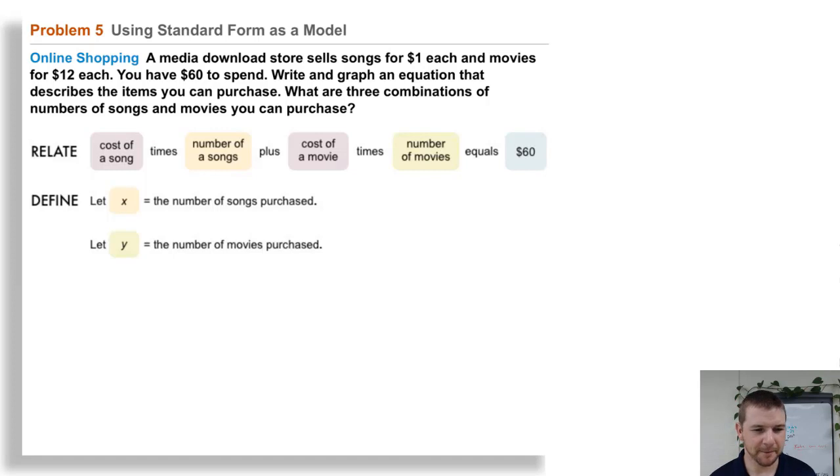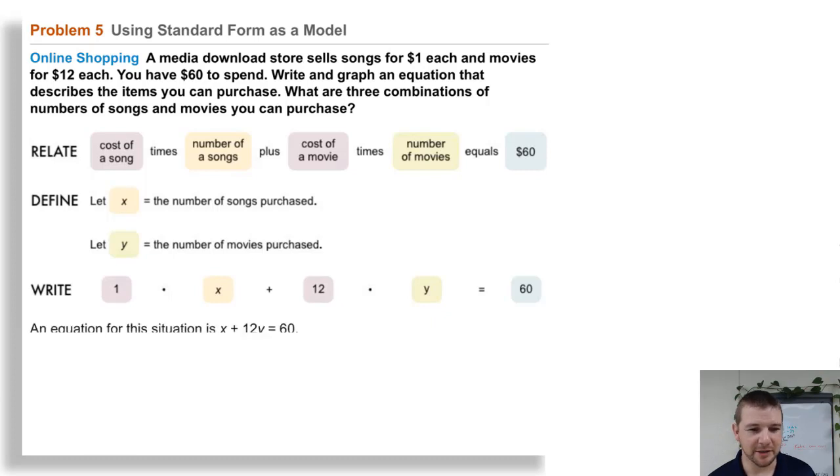M could have worked. And then we'll write 1, remember that's the cost of a song, times X, representing the number of songs purchased, plus 12, the cost of a movie, times Y, the number of movies purchased, equals 60. And that gives us the equation. So an equation for this situation is X plus 12Y equals 60.